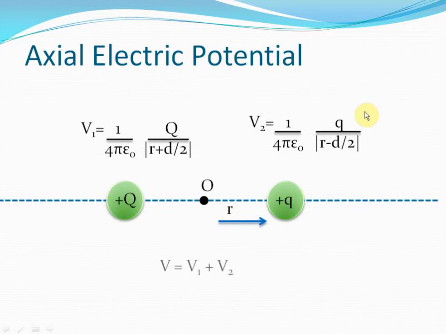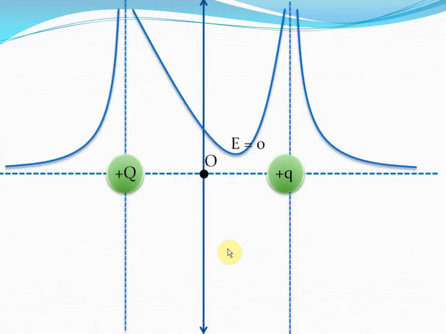The net potential will be simply the sum of V1 and V2. We can even sketch the graph of this potential with respect to the x-axis, isn't it? So as you can see, the potential will always be positive, because the potential of the plus capital Q charge is positive and the potential of the plus small q charge is also positive. So the sum of the potentials will always be positive. The potential will again never be zero, because both the potentials are positive and therefore there is no question of the potentials cancelling each other.